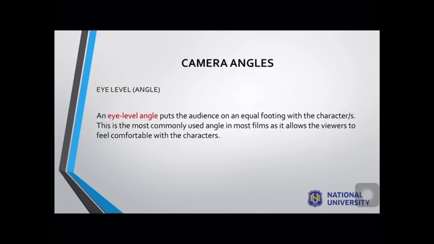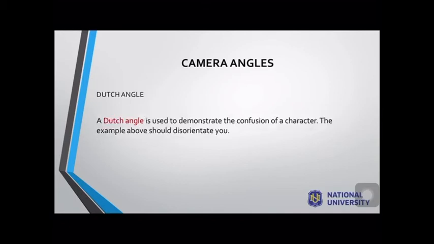Eye level angle. An eye level angle puts the audience on an equal footing with the character or characters. This is the most commonly used angle in most films as it allows the viewers to feel comfortable with the character. Dutch angle. A Dutch angle is used to demonstrate the confusion of a character.